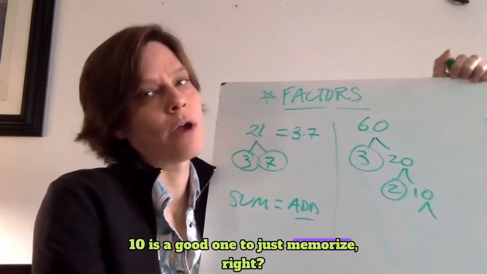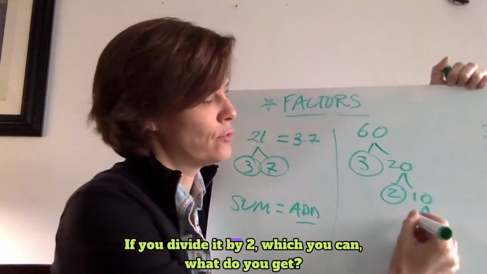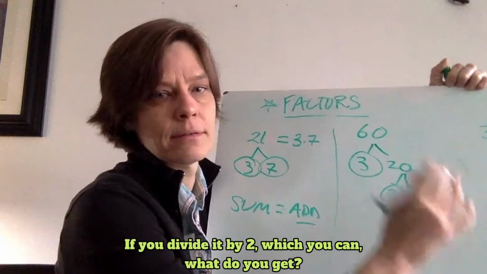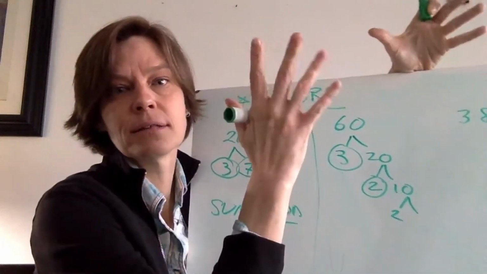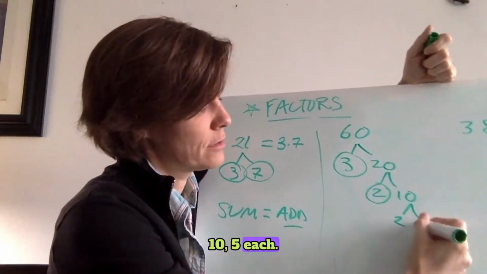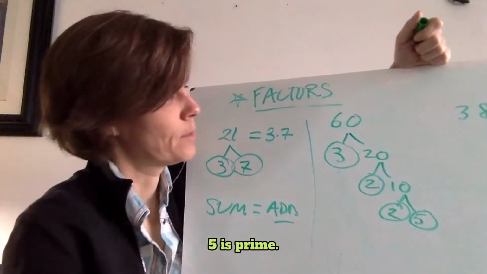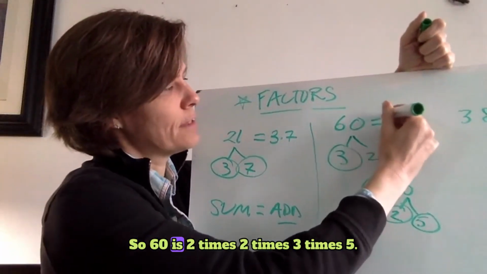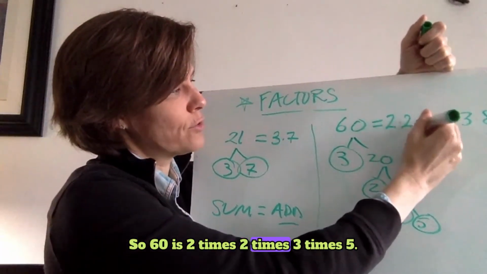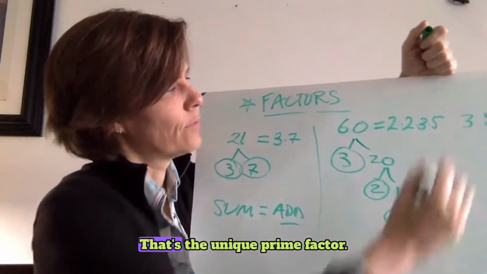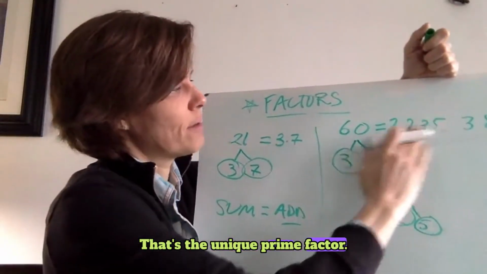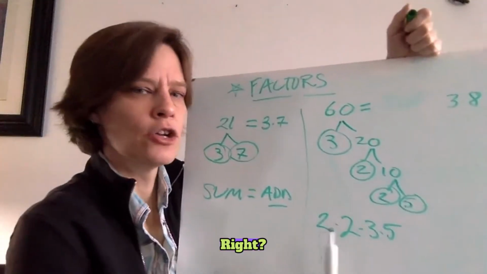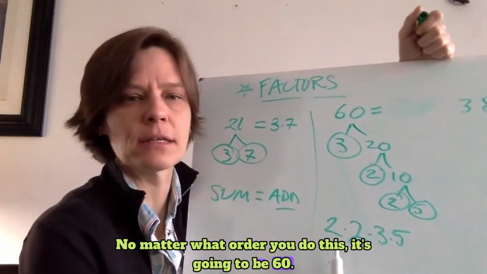10 is a good one to just memorize, right? If you divide it by 2, which you can, what do you get? 5 each. 5 is prime. So 60 is 2 times 2 times 3 times 5. That's the unique prime factorization. No matter what order you do this in, it's going to be 60.